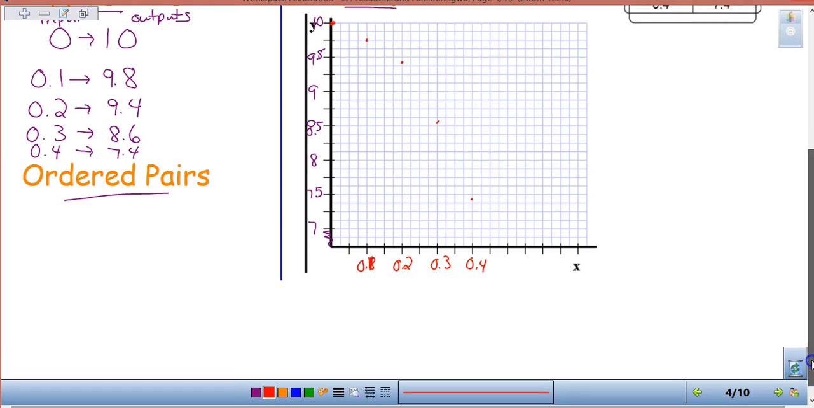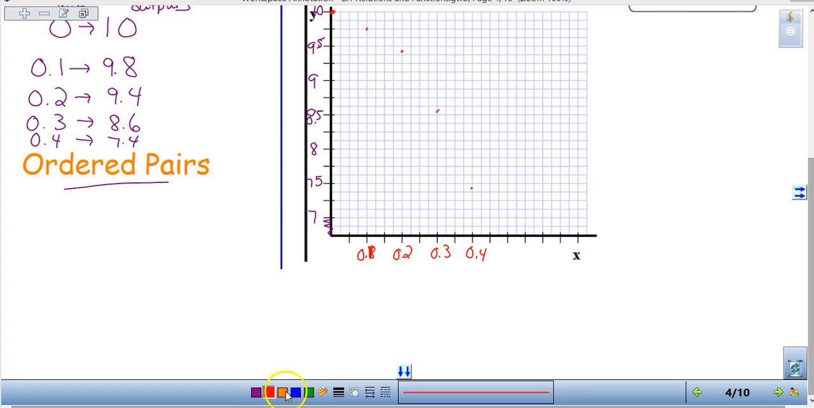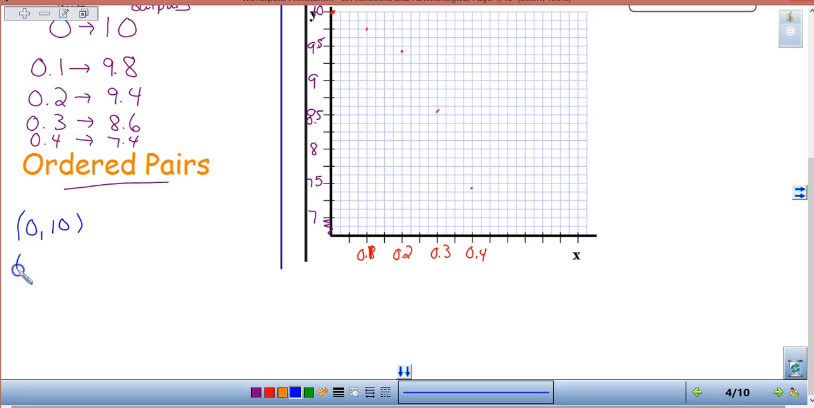And again, you may have created your ordered pairs first, which you definitely could have done. So 0, 10, 0.1, 9.8, 0.2, 9.4, 0.3, 8.6, and 0.4, 7.4.